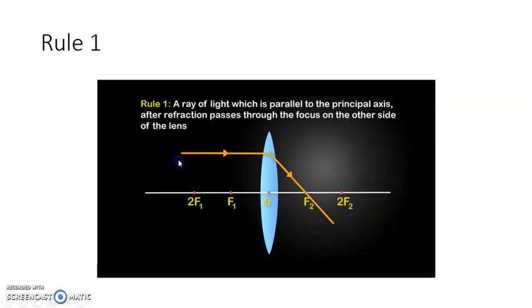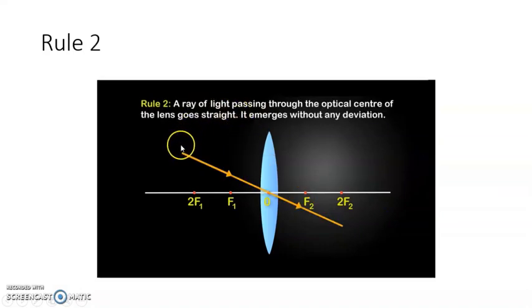Right. So rule 1 is saying that we have this ray of light which will travel parallel to the principal axis, and then it will be refracted after passing through the convex lens, and then it will pass through the principal focus. That's rule number 1. Now rule number 2, we've got this light that passes through the optical center. This one emerges without any deviation. That is, it's not refracted at all.